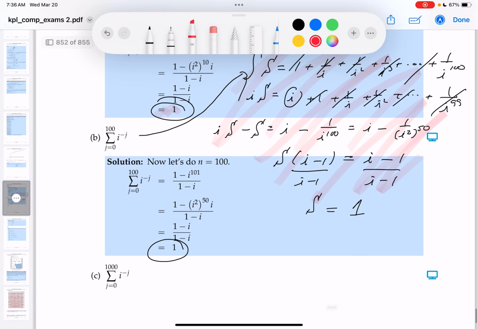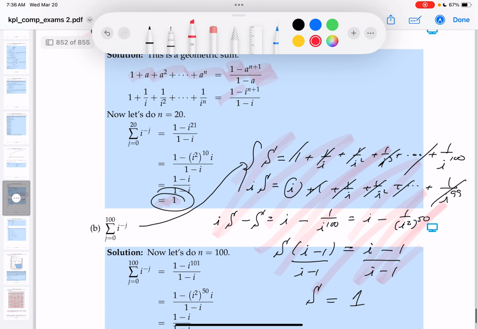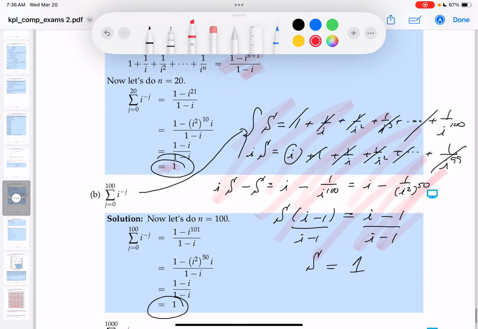If I had to use the formula, the formula's over here. What do you write down? 1. The n is 100, so it's 101, and the common ratio is i. I see this over here. I got i squared to the 50, and I get an i over there. Why is there 101? I need 101 of them. And i squared is minus 1, to the 50 is plus 1. Yeah, getting the same result.